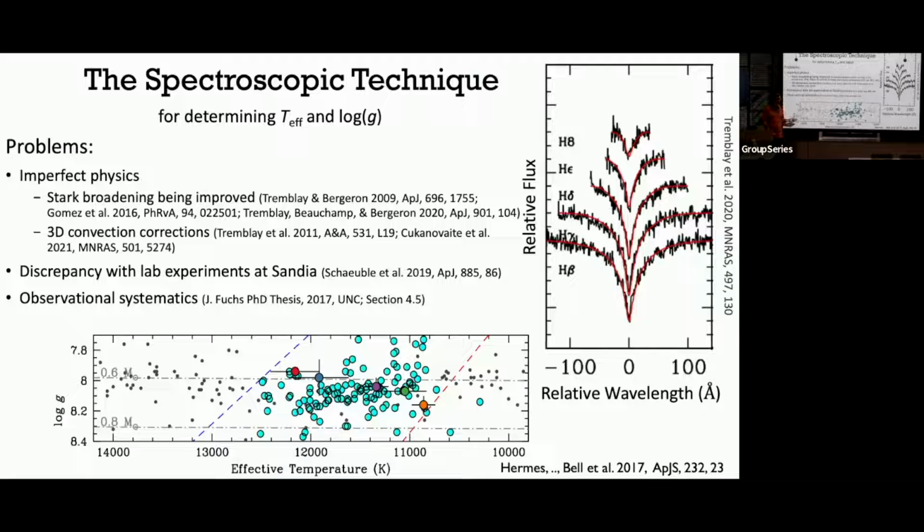So this is a great way to put stars probably in roughly the correct order of decreasing temperature, and roughly in the correct order of differing log g. But there is reason to suspect that there are significant systematics in these measurements.